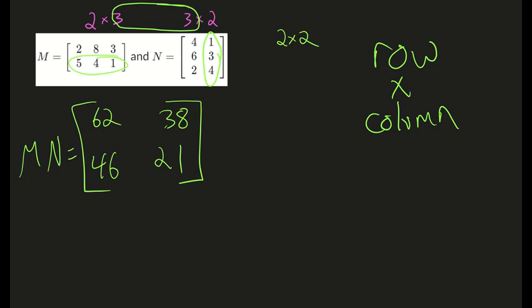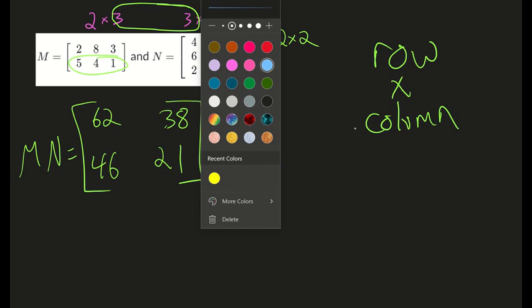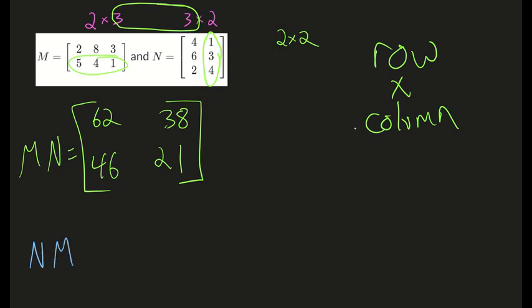So that's MN. If instead we went through and multiplied the other way, N times M, well, we need to check to see if we would be able to do that. So we'd have a 3 by 2 matrix, because that's what N is, by a 2 by 3. These numbers are the same, so we would have a valid matrix multiplication, but our output would be a 3 by 3 matrix. So our matrix multiplication is not commutative.